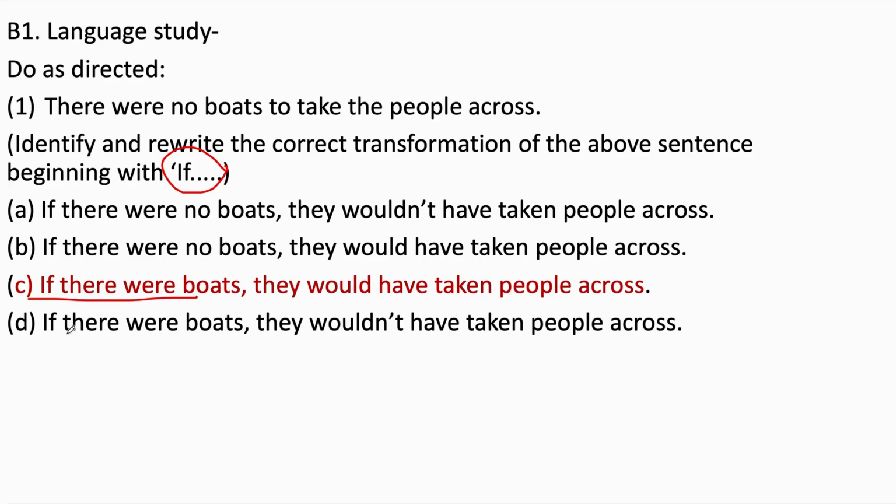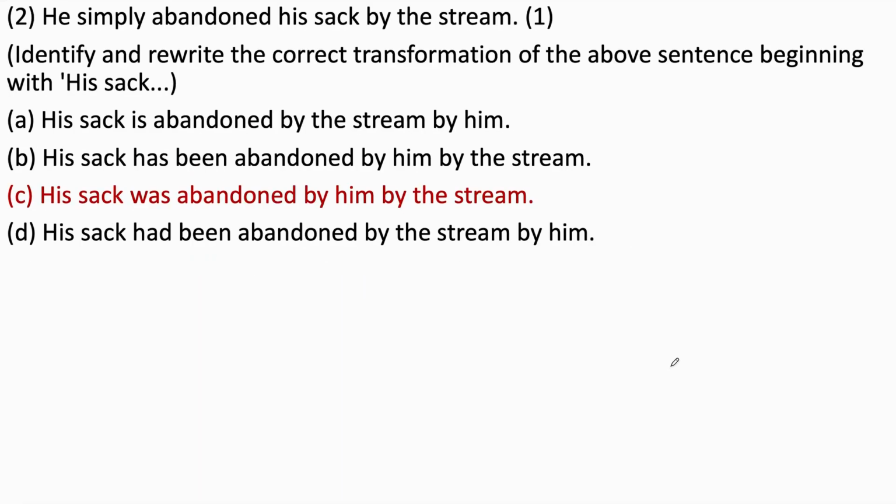And your sentence number D is, if there were boats, they wouldn't have taken people across. This is again negative, this is again wouldn't. We simply want to transform the sentences. We can change the grammar but we cannot change the meaning of the sentence. So the correct answer is C. If there were boats, they would have taken people across.